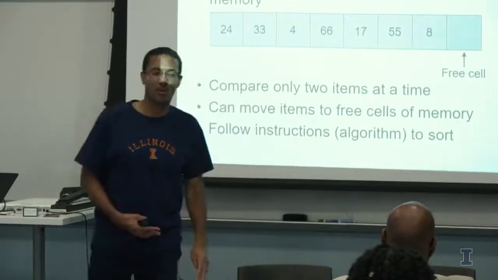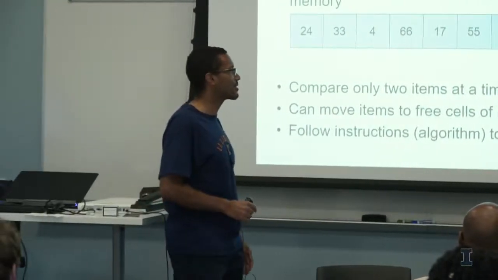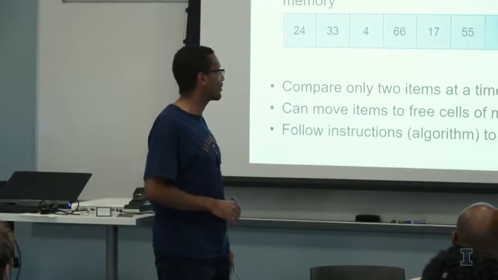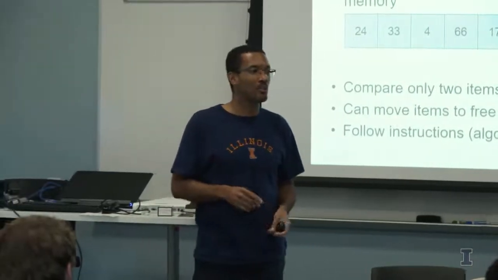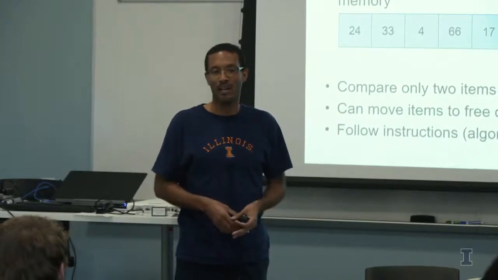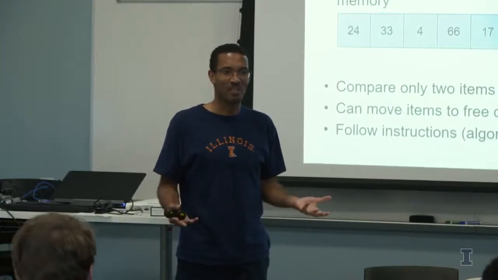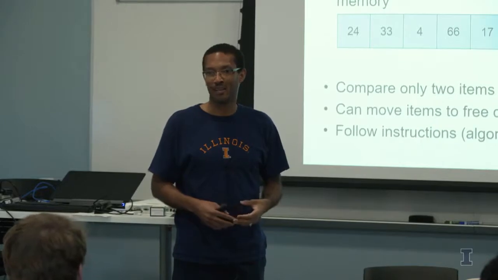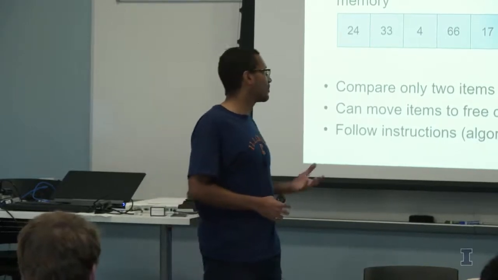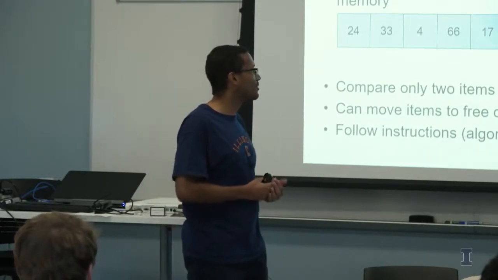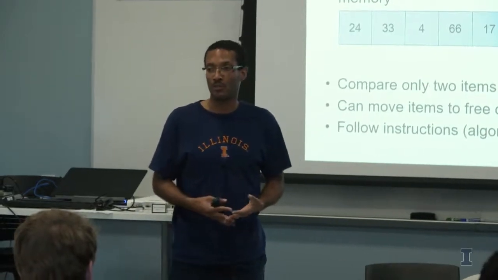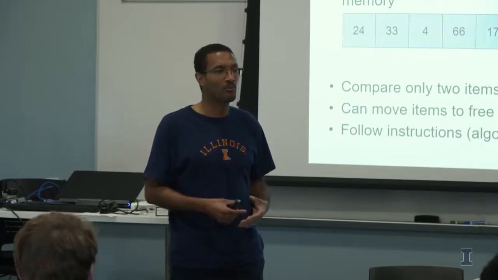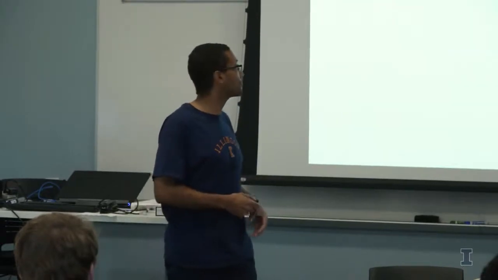So in order for us to sort, we actually need a little bit of free space to be able to move data around. The computer can only compare 2 items at a time. The computer is going to use the less than operator typically. And so when you ask, does this letter come before this, you're doing a less than comparison. So you can only compare 2 things at a time. You can move items to free cells in memory. And the computer is going to follow a set of instructions, which are known as an algorithm, in order to perform the task, which is to sort.